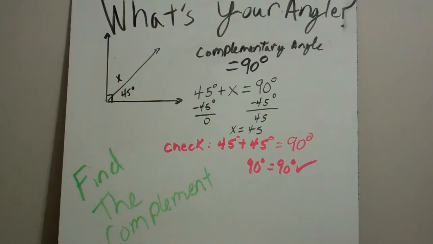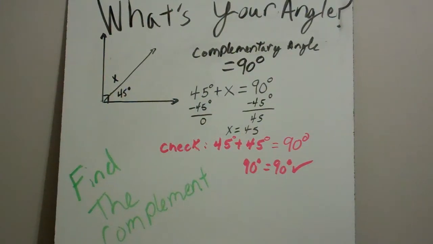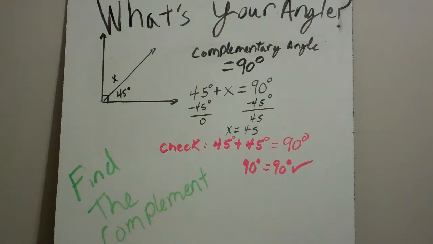Hey guys, welcome to this edition of What's Your Angle, where we're going to determine the measure of the missing parts of angles. And we'll start off with a complementary angle, and remember that a complementary angle is equal to 90 degrees. So here I have a complementary angle that is cut into two sections, one of which I know is 45 degrees, and the other is the mysterious x.